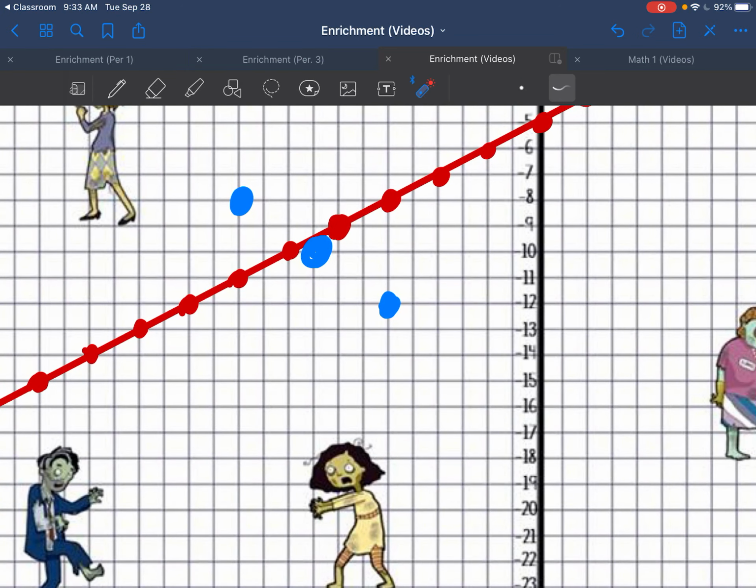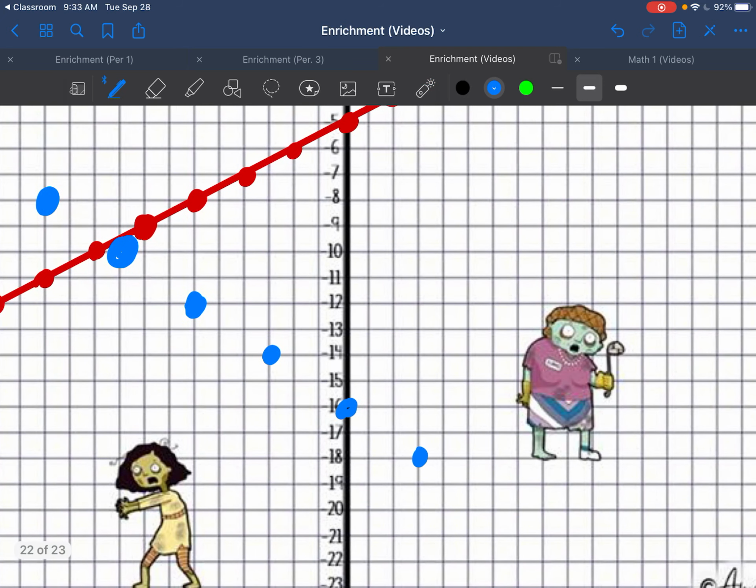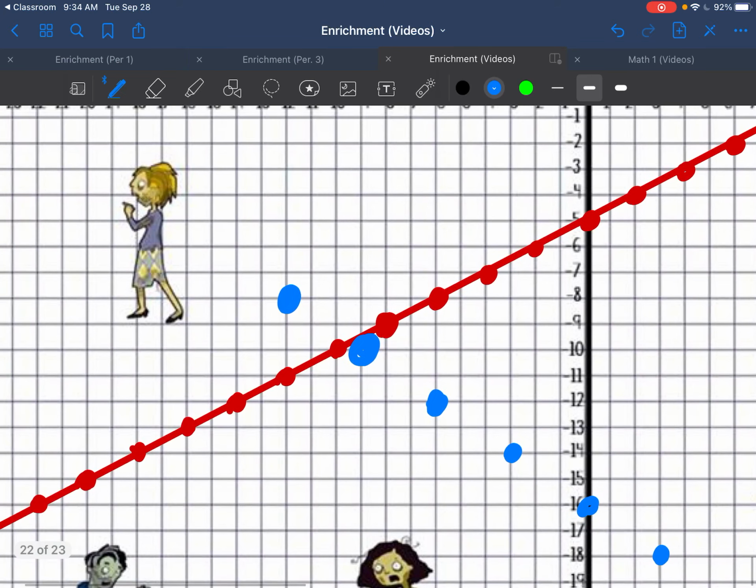Now let's be a little lazy here. Let's notice we're going down 2 to the right 3, down 2 to the right 3. Let's keep that pattern going. It will match up with what we have on our table. Okay, so I'm just keeping on going. All right, this is as far as I can go. I can't go any further, and I haven't hit a zombie. So let's go back to that first one.